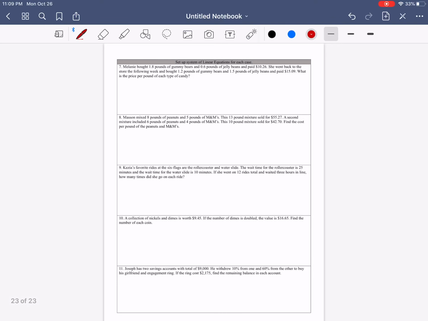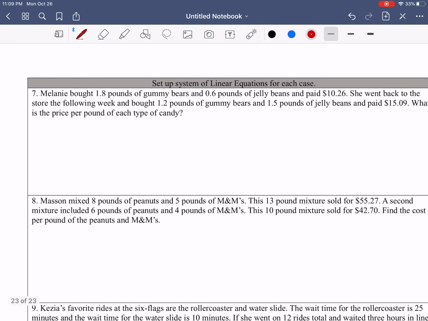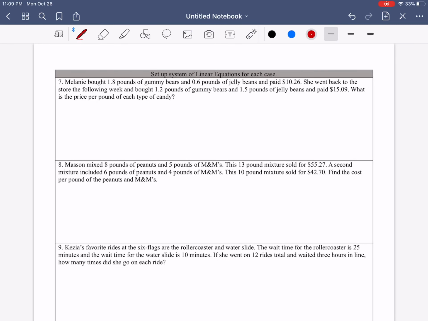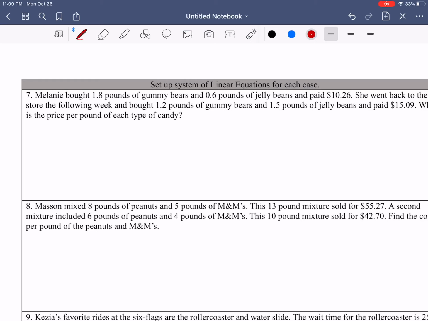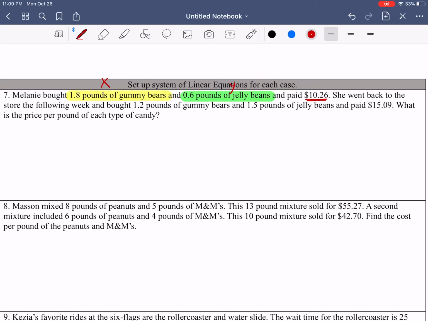Now this is why I decided to make this video, because of this word problem. So let's get to this. Melanie bought 1.5 pound of gummy bears and 0.6 pound of jelly beans. So there are two unknown things: the price of gummy bears and the price of jelly beans. For this one, I'm going to put X, and for this one, I'm going to put Y. Okay, and she paid how much? 10.26.